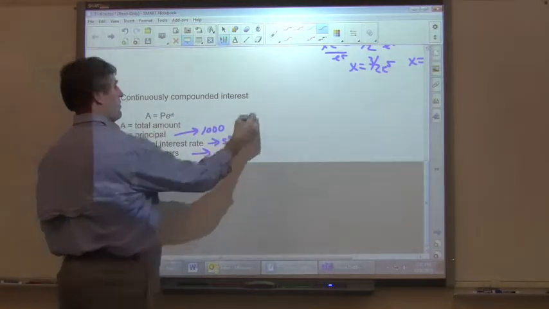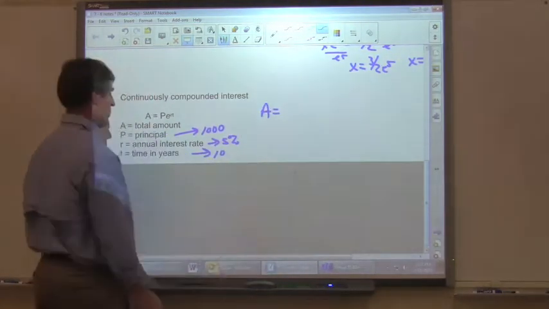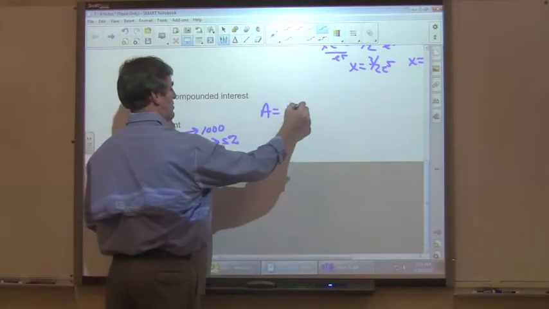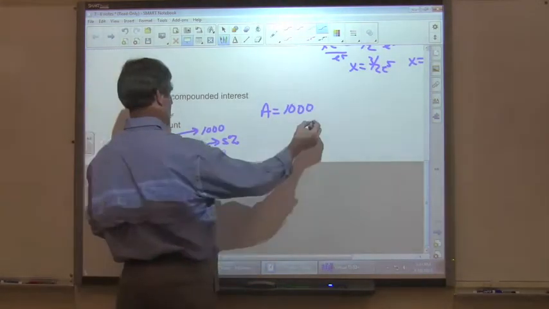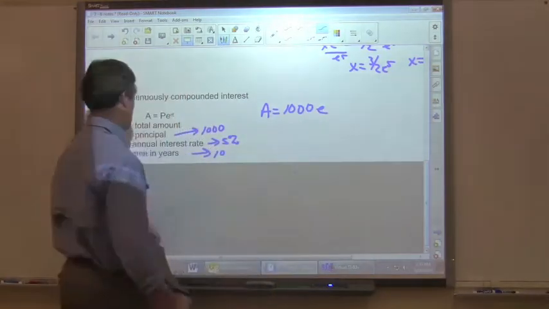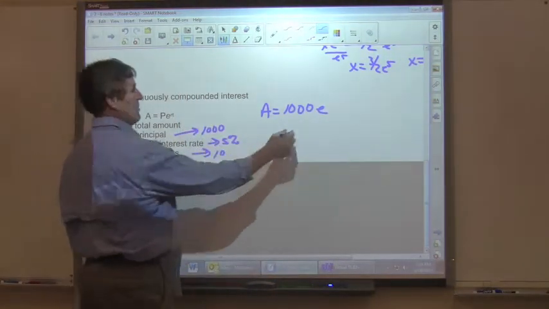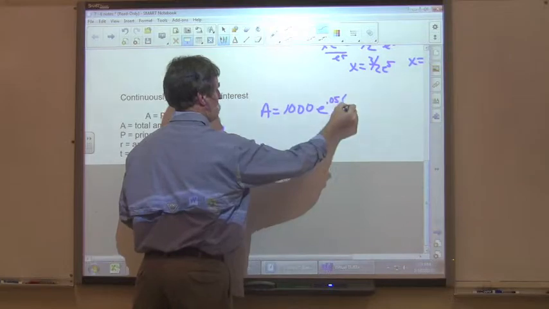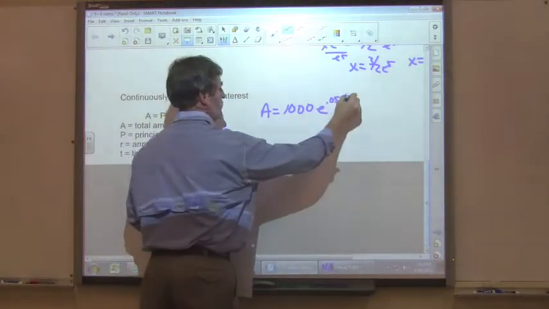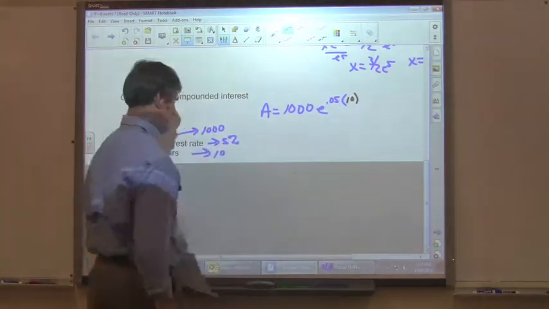So we plug it into the formula. We're trying to find out what we're going to end up with. So it's 1,000 times e to the, and then our rate, remember, is 5%, but we have to put that as 0.05, and then times 10. Okay?